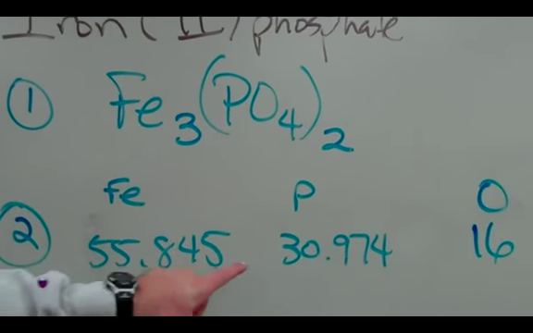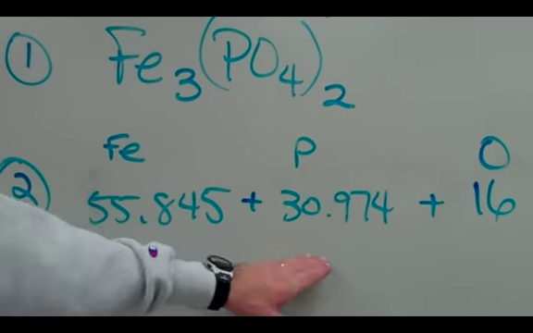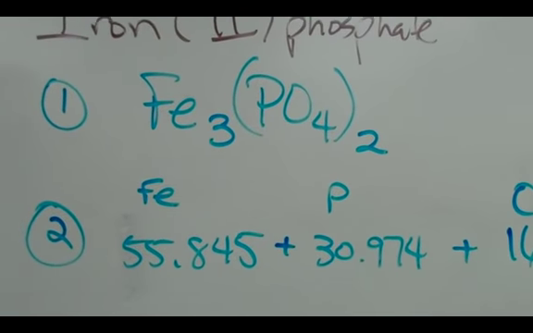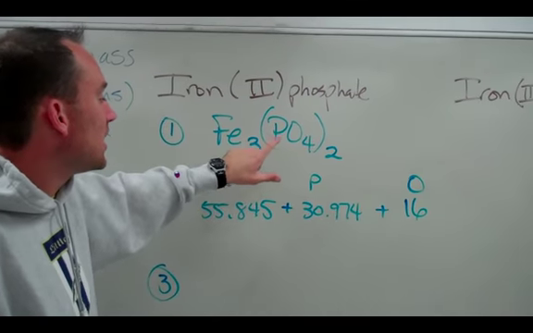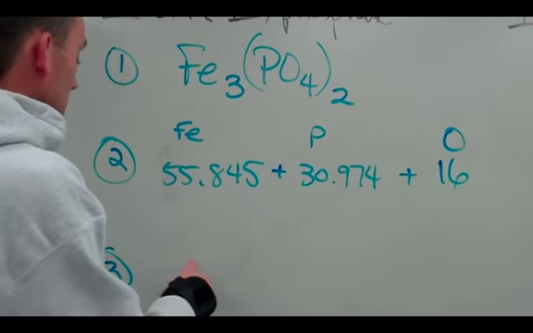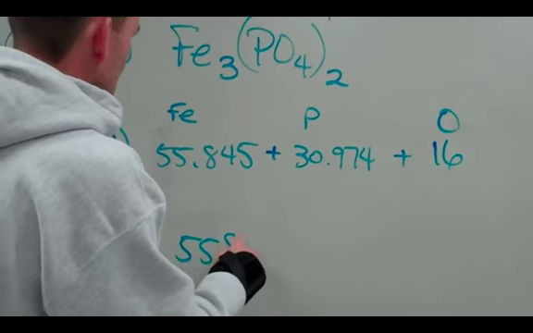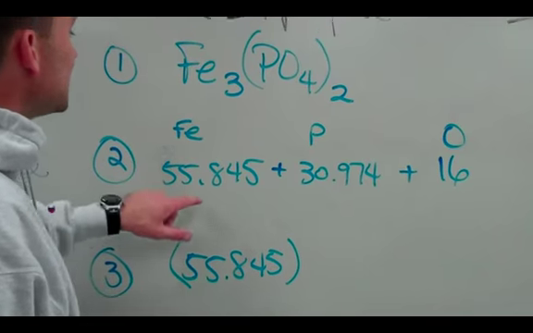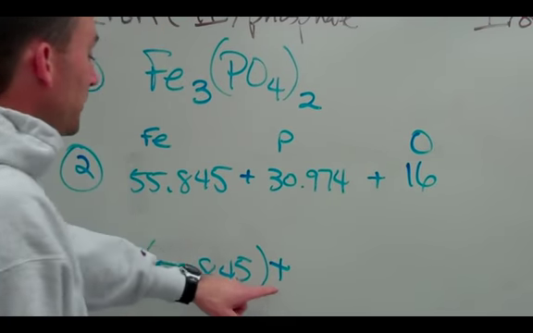Now, to separate all of our elements, we'll simply use a plus sign, because all of these things have been added together in iron 2 phosphate. Third rule that we didn't have to apply to iron is we're going to take the subscripts of each element and multiply them by the mass number. So we'll multiply 55.845 times the subscript for the iron. We'll keep our plus.